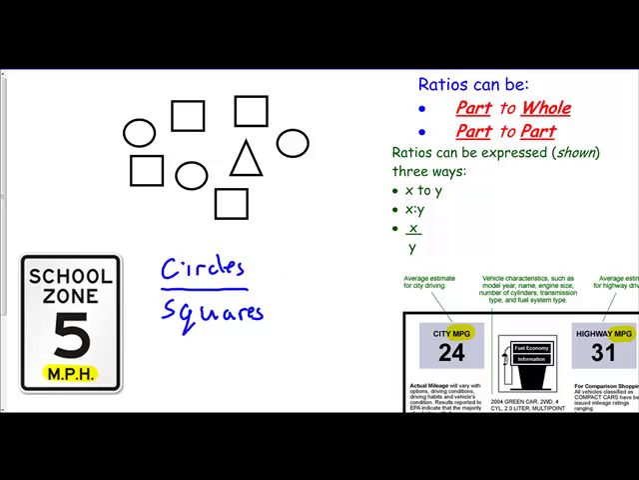Most of the time, at least in the next little while, when we write these ratios, even though they can be written three ways, this is probably one of the more common we'll be using, because we'll use this to solve a lot of problems. So circles to squares, there are 1, 2, 3 circles, and there are 4 squares, as we've already counted. We can write it like this, 3 to 4 or 3 over 4. Those are all different ways of writing that ratio.